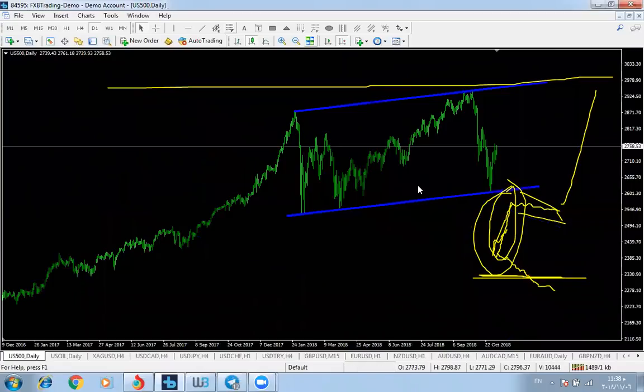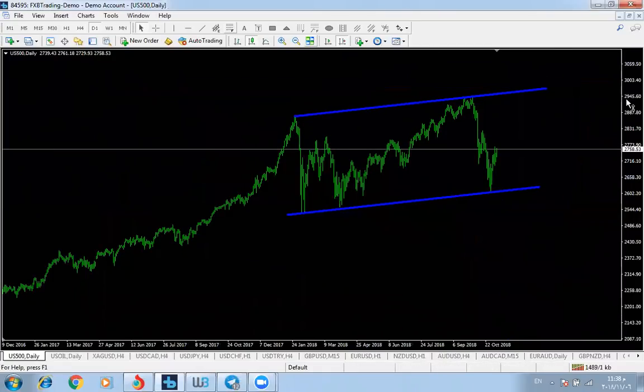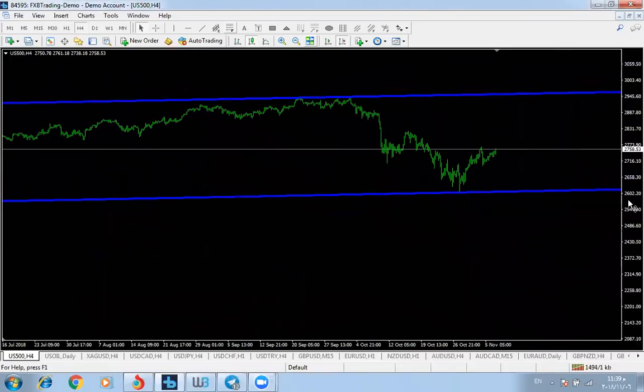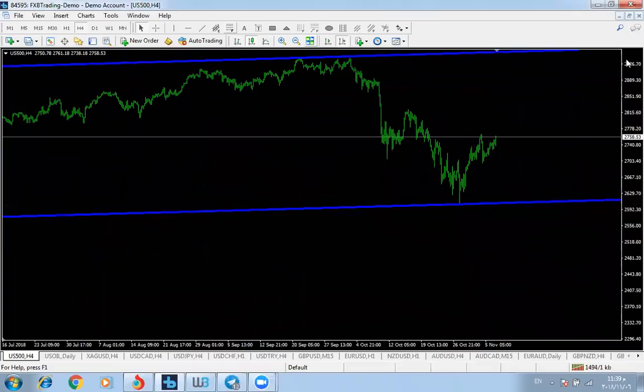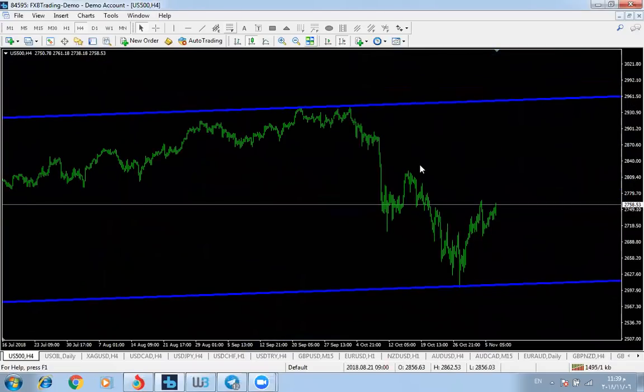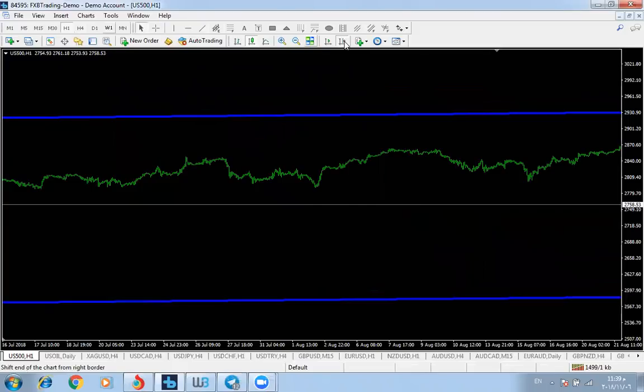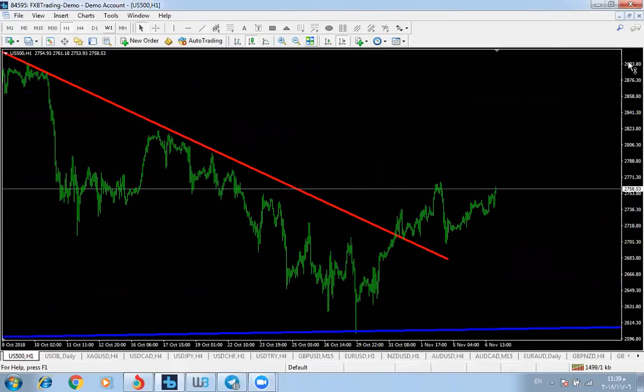Let's move on to the Dow. As we see, we are drawing this channel from last week, and we anticipated the price to reverse from this area. We could go to the 4-hour time frame, and we have drawn the trend line right there, and told you to watch the correction, which has happened right there.